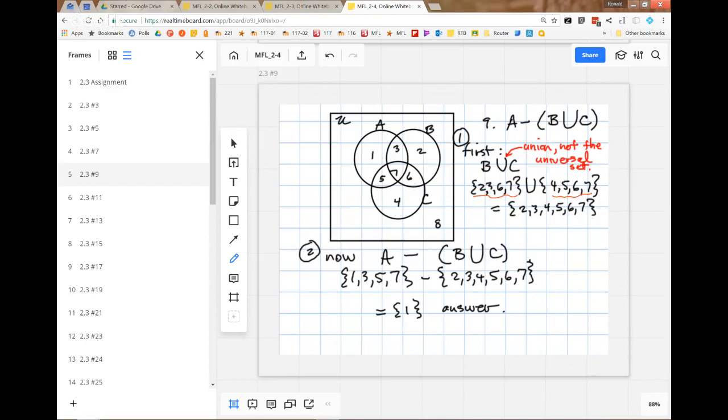Does everybody see that? Okay. Now step 2: here's what's in A, 1, 3, 5, 7. And now we're going to remove the answer we just had. If you start with 1, 3, 5, 7 and you take out a 2, a 3, a 4, a 5, a 6, and a 7, all you're left with is a 1. So a set with just a 1 in it is the answer.